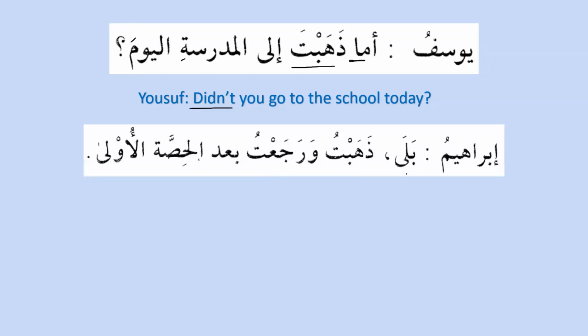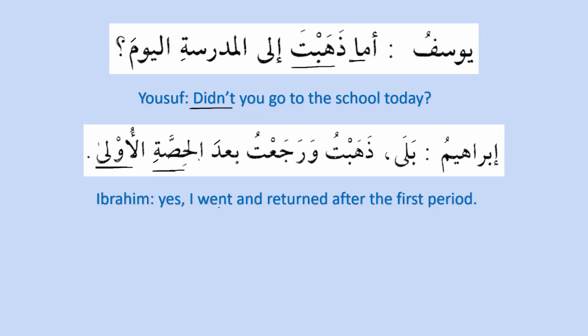Ibrahim says bala. Yes, dhahabtu, I went, waraja'tu, and I came back, ba'd al-hissat al-ula, after the first period. Now we know that ba'da is used as a special mudaf. That's why the noun that follows it will be majroor, it will be mudaf ilayh. Al-hissa is feminine, mawsuf, and for the feminine we use al-ula, and for the masculine we use al-awwal. He says, yes, I went and returned after the first period.